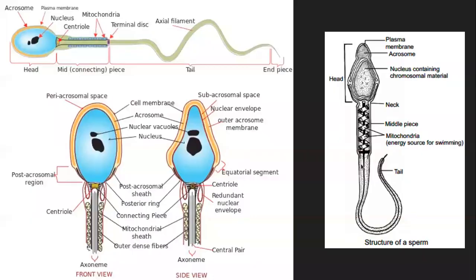So this portion is actually your middle piece, which has the spirally arranged mitochondria around this axial filament. So that is what is the middle piece portion.